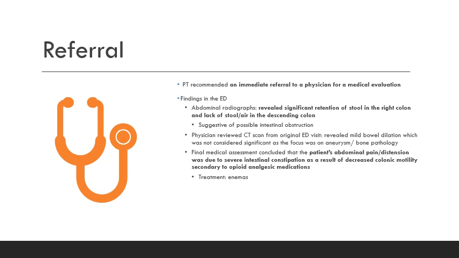When they looked back at the CT scan from the original emergency department visit, they were able to see this mild bowel dilation, but they were more focused at the time on ruling out aneurysm and bone pathology, so they missed this, unfortunately. And the final medical assessment was that the patient's abdominal pain and distension was due to severe intestinal constipation as a result of decreased colonic motility secondary to opioid analgesic medications, and their treatment for this was enemas.